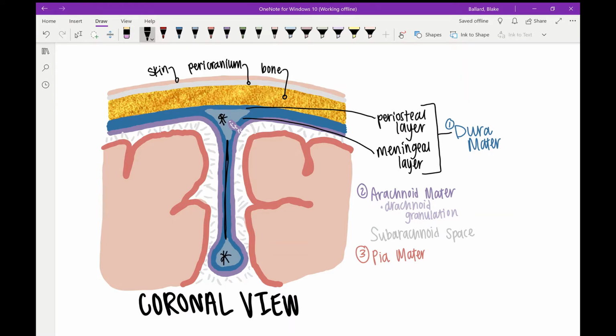Below that we have a thin intermediate layer, which is the arachnoid mater, as seen here. And then we have the arachnoid granulation, which is an extension of the arachnoid mater through the dura mater into some of the venous sinuses to allow for the cerebrospinal fluid to flow through it. And then below the arachnoid mater, we have the subarachnoid space here where that cerebrospinal fluid is located. And then lastly, we have the pia mater here, which is the delicate internal vascular layer.